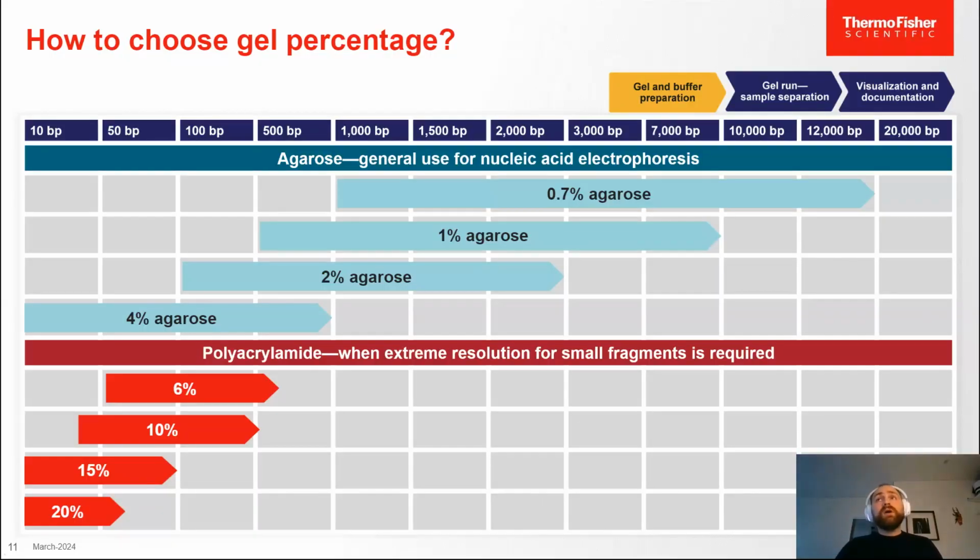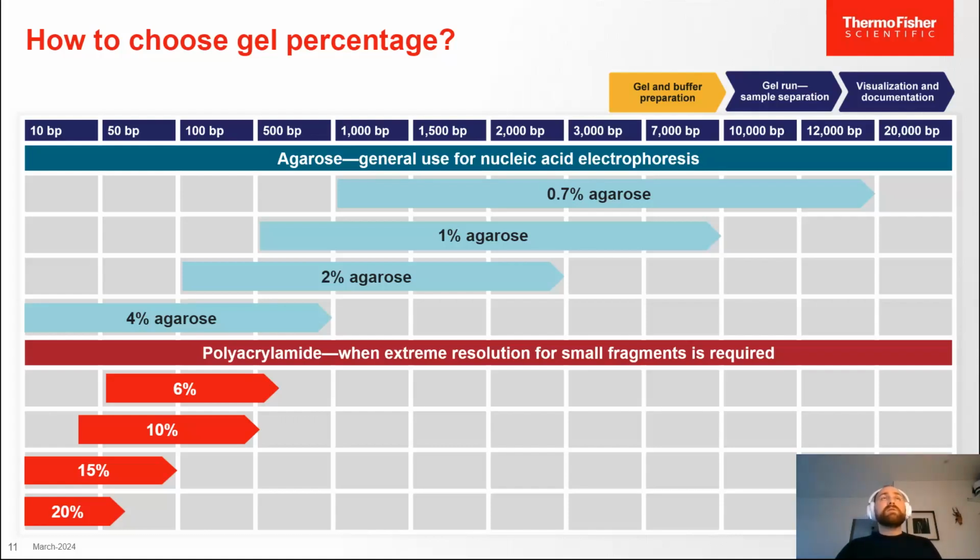This is where it becomes very important to understand what matrices you want to use, specifically regarding the resolution and what is available for you instrumentation-wise. So if you don't have a vertical tank to run your electrophoresis, polyacrylamide gels probably are not going to be much use to you if you purchase them, because you cannot run them on a horizontal plane.